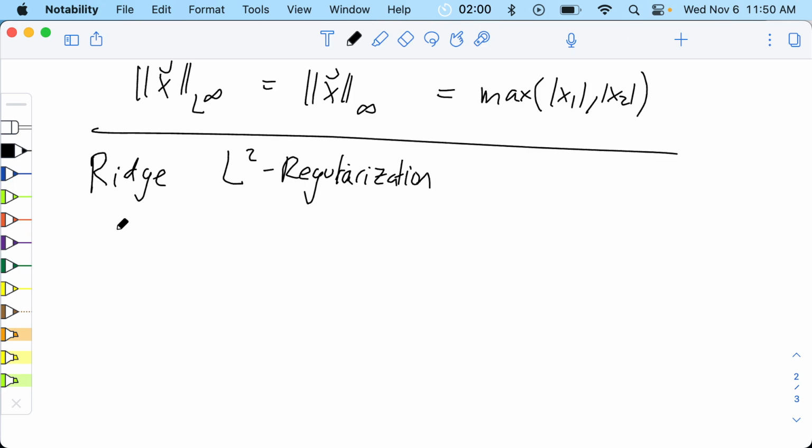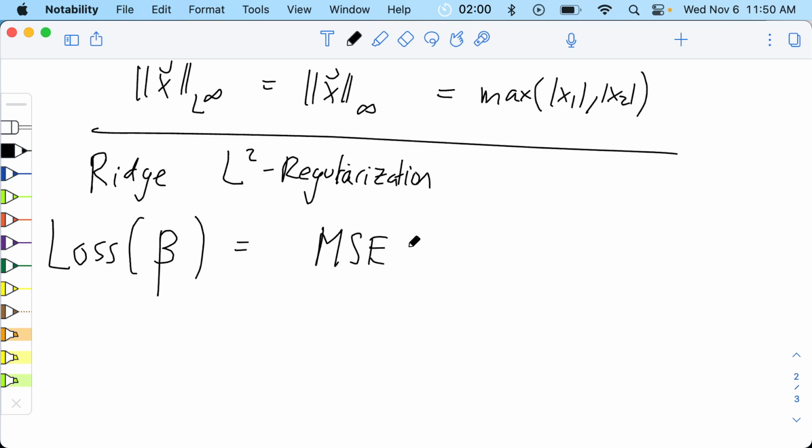What was the formula? For every value of beta, we had a method to measure the loss. The loss function as a function of beta was the mean squared error of beta. That's what we've been doing the whole course. But plus this alpha times beta 1 squared plus beta 2 squared, that's actually the L2 norm of beta. I guess technically it's squared, but it just changes the alphas if you have it or not. Let me put it in just to be consistent.